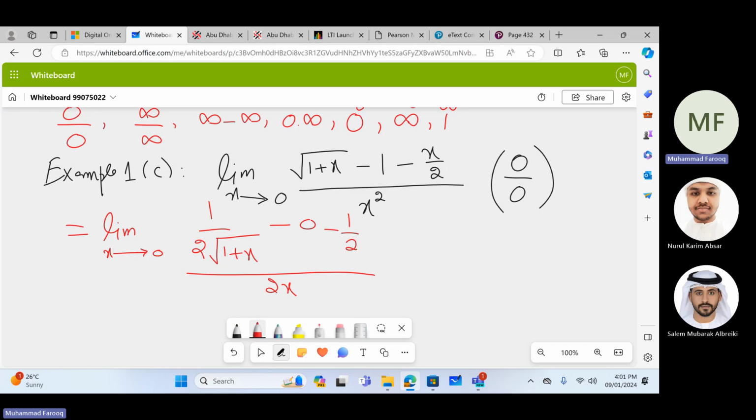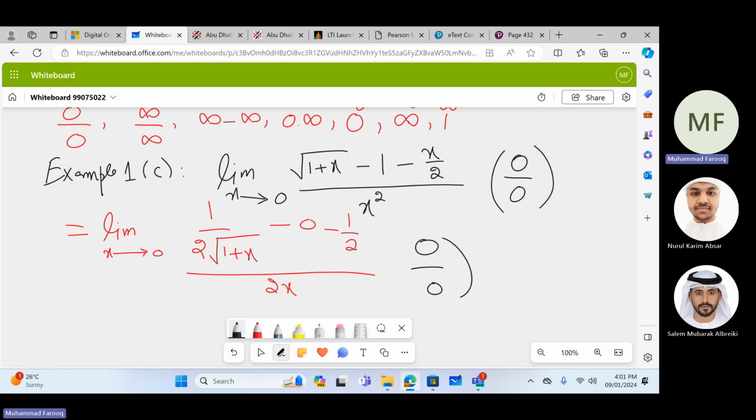Now, please again substitute x as 0. So 1 plus 0 is 1. We have 1 by 2 positive, here 1 by 2 negative. So the numerator is 0. And 2 times 0 is 0. So again you have got 0 over 0.